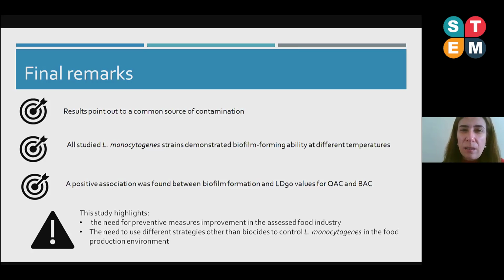Our results with quaternary ammonium compounds and the resistant strains underline the need for these industries to use sanitizers in rotation schemes.